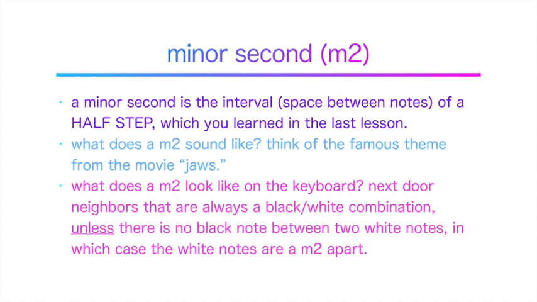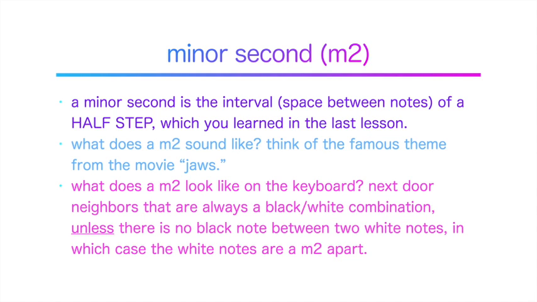We learned what the half step was in the last lesson, and a half step is called a minor second. Now you see that the m in front of the 2 is lowercase. In music, we use the lowercase m to denote minor and the capital M to denote major. That's easy to remember which is which, because major is big and minor is small. A minor second is the interval of a half step, which you learned in the last lesson.